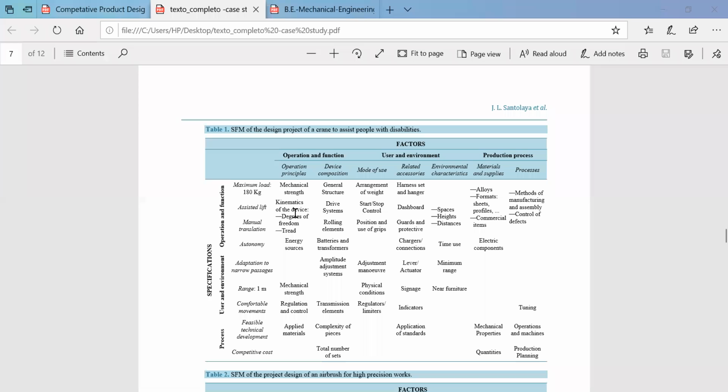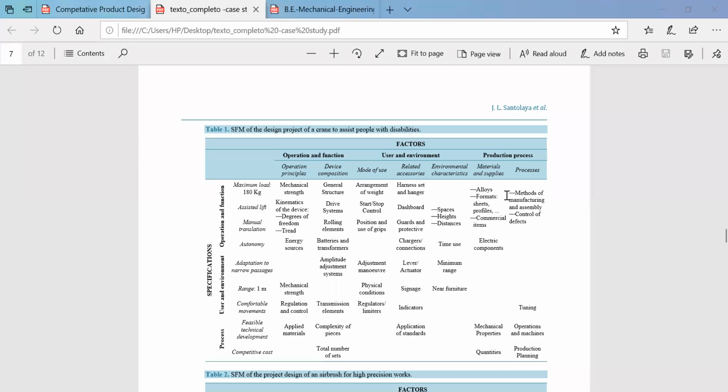And some concepts of kinematics of the device, because you need to constrain some degrees of freedom, right? All these will come under our operation principles and the device composition that are needed. Based on that, the user requirement will be satisfied. Once this has been satisfied, they will go for the production process.